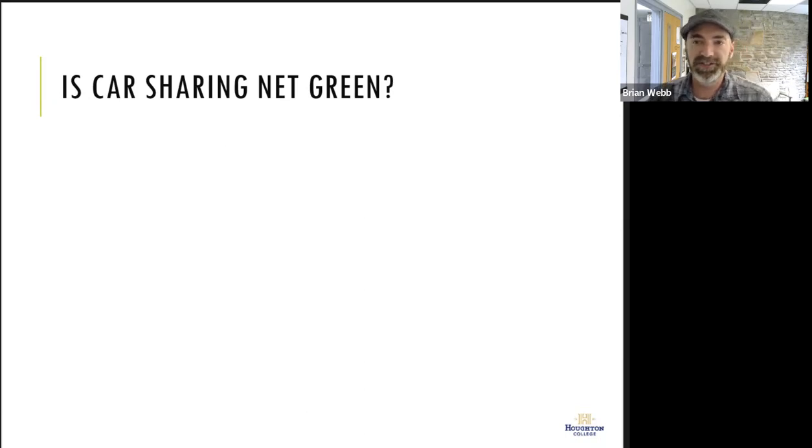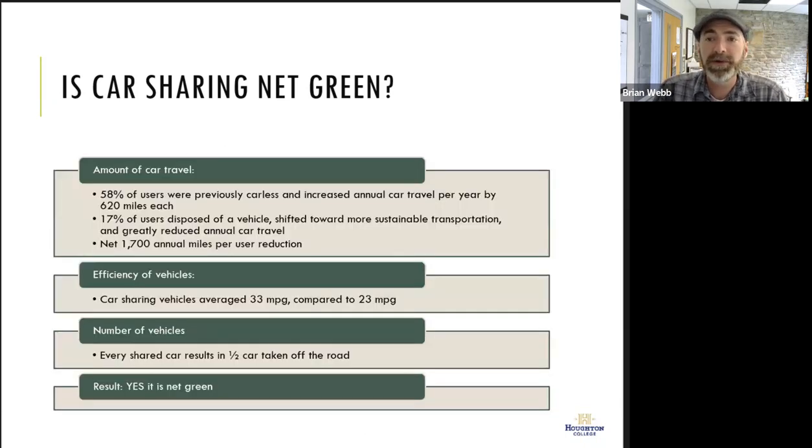Or car sharing could change the mix of transportation methods that people use, or affect the total number of cars that are on the road. So all of these have environmental impacts. What they found doing a research study on this, they found that indeed 58% of users of these car sharing services were previously carless and have now increased their car travel by about 620 miles a year. So counterproductive impact. That's the rebound effect here.